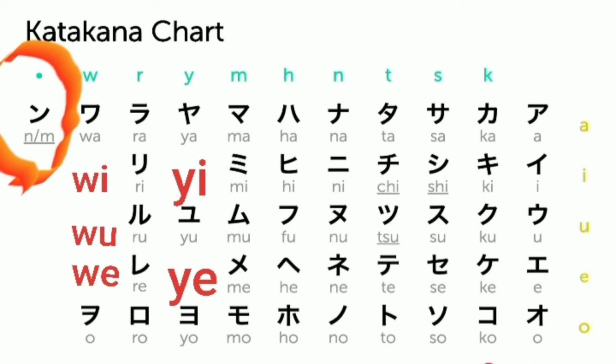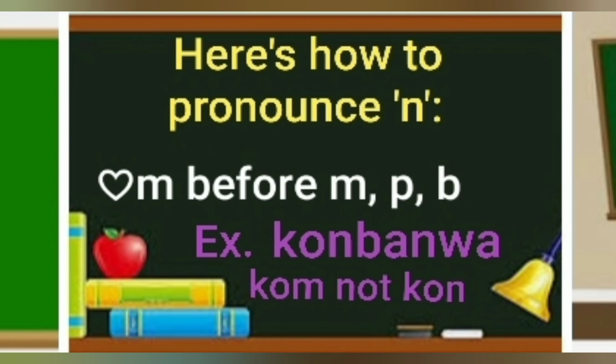In the last column, we have the n or m sound. It depends upon what letter comes after it. Here's the guide on how to pronounce n in Japanese. N is pronounced as M before the letters M, P, or B. For example, konbanwa. N in kom is pronounced as M because the letter that comes after N is B, and as a rule, pronounce N as M if the letter that comes after it is B.